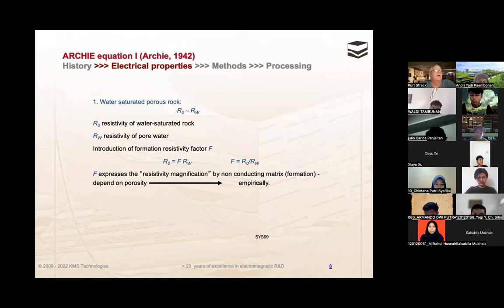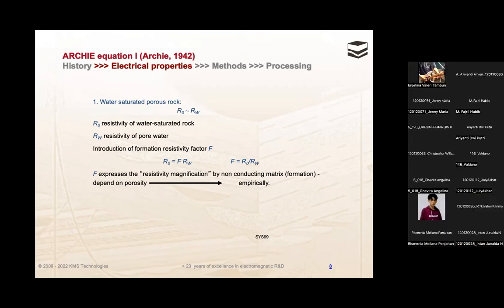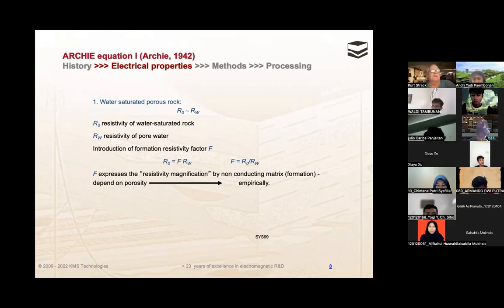And of course, in every linear equation, there's a proportionality factor. This one is called F, and F is also known as formation factor, which is the bulk resistivity of the rock divided by the water itself. And that's called the resistivity magnification of the non-conductive matrix. And the reason why it's a non-conductive matrix, because the water resistivity is always lower than the matrix resistivity. And so the formation factor is always high.